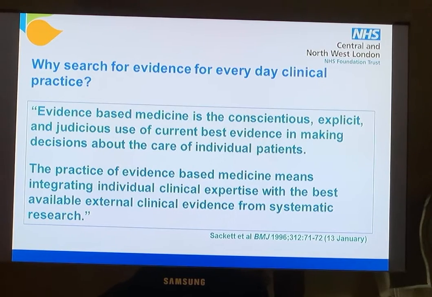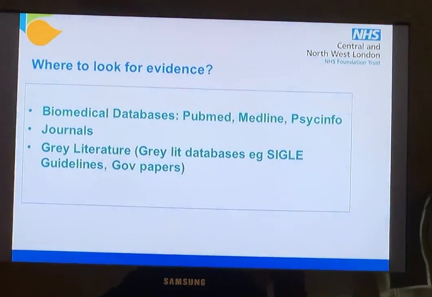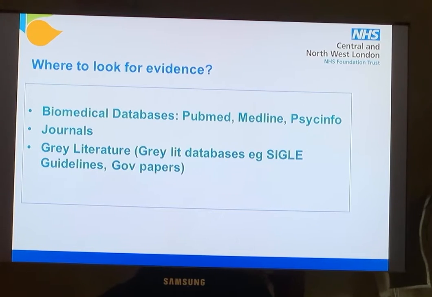As we move on to finding evidence underpinning critical review, here is another definition from Sackett and his colleagues from 1996 about why we might search for evidence. We might go to various places to look for clinical evidence, whether that's journals, biomedical databases such as PubMed, Medline, PsycInfo, or open sources or open grey literature, whether that's government reports or grey literature databases.